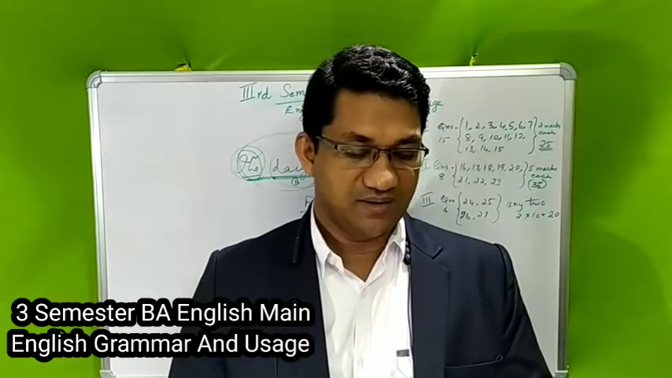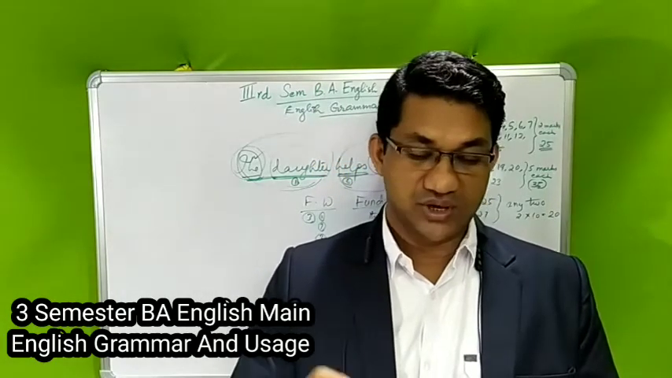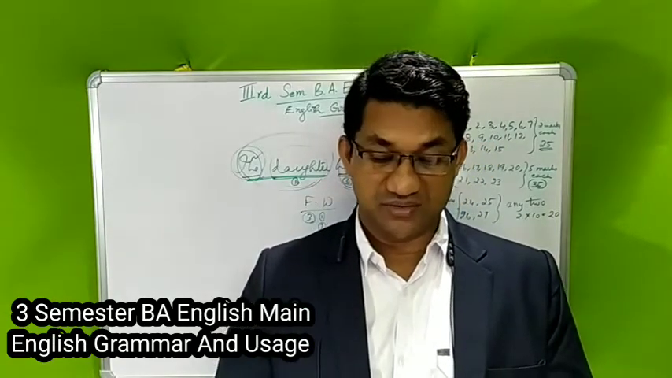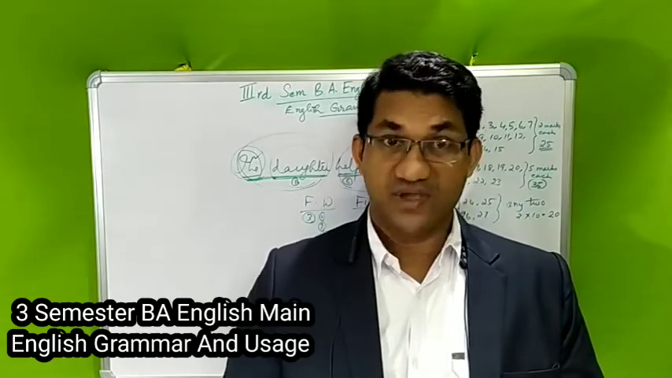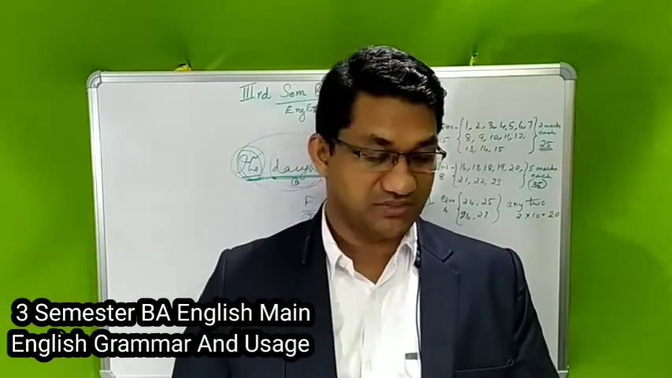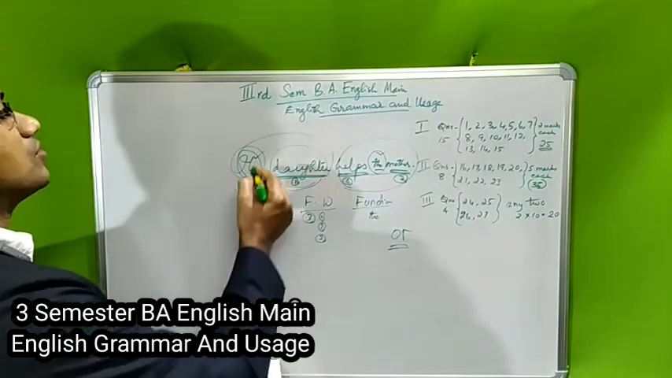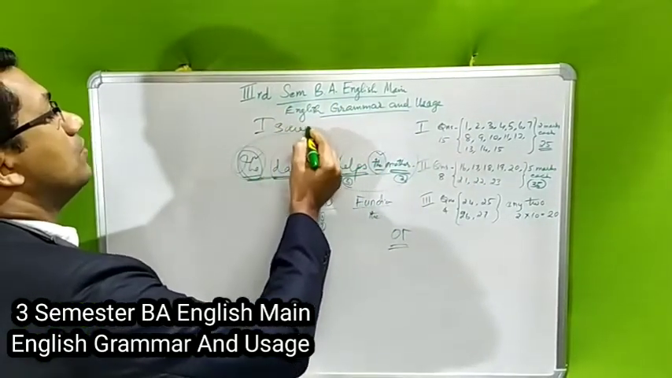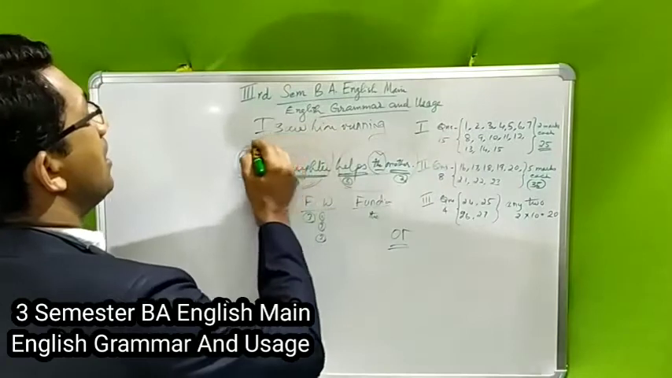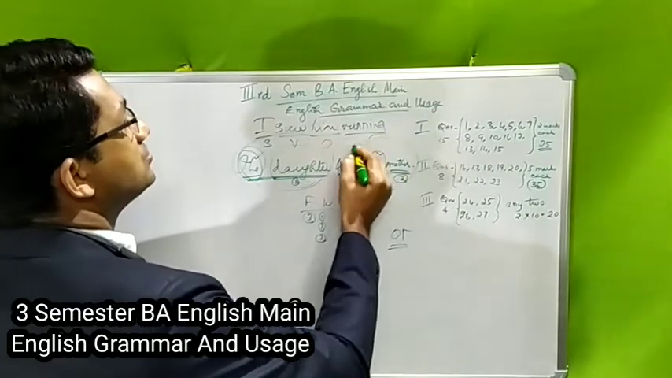Next question. Develop a sentence in the given pattern. The pattern given is subject plus verb plus object plus participle, and we have to write a sentence in this pattern. The sentence would be: I saw him running. I is the subject, saw is the verb, him is the object, and running is the participle.